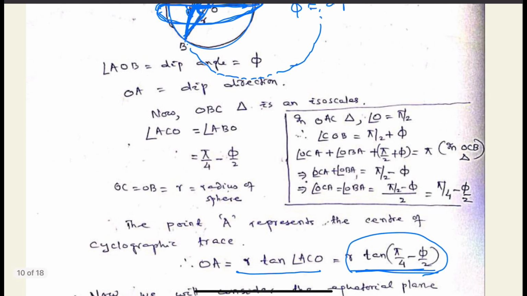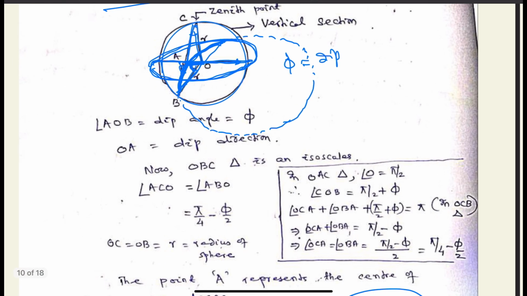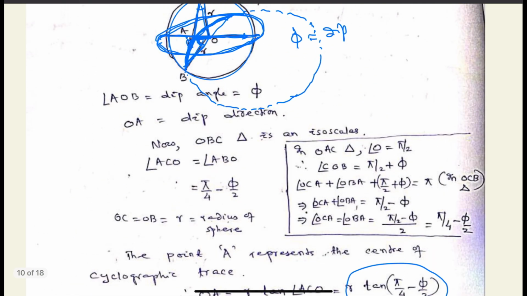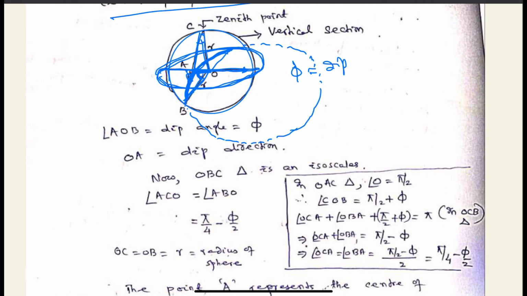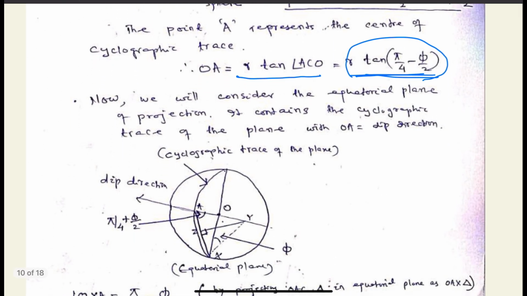planar body. So how do we solve this? How do we get the center of this circular arc which has been projected out of the plane into the equatorial plane? That is what we are going to solve. So we have detected this distance. We transfer this triangle into the horizontal plane. So this is the cyclographic trace in the horizontal plane, or the equatorial plane, and this is the OA distance that we have already found out.